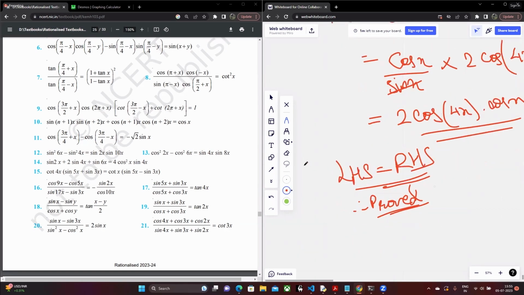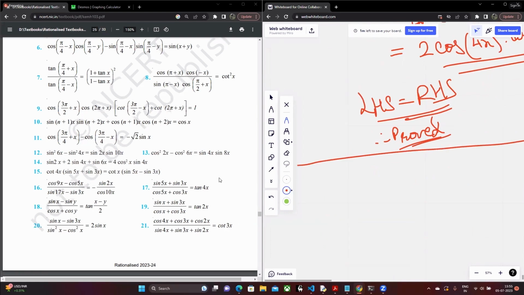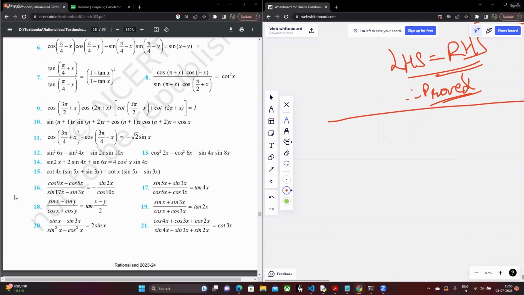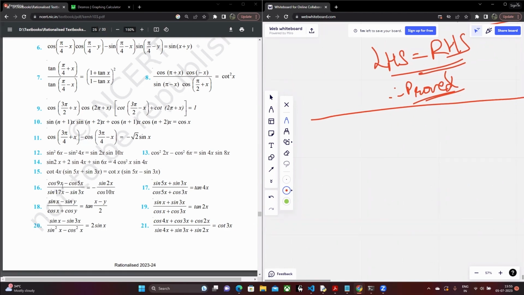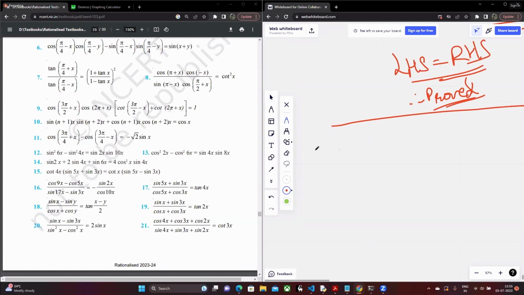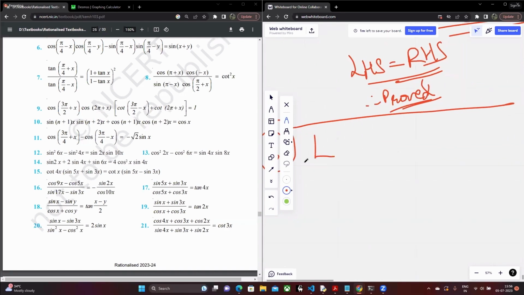All right. That finishes question number 15. Question number 16: (cos 9x − cos 5x)/(sin 17x − sin 3x) is equal to −sin 2x/cos 10x. Again, looks pretty confusing, but it's easy, I assure you. First things first, know the numerator. For question number 16, I'll deal only with the left hand side because the right hand side is a very simple expression.